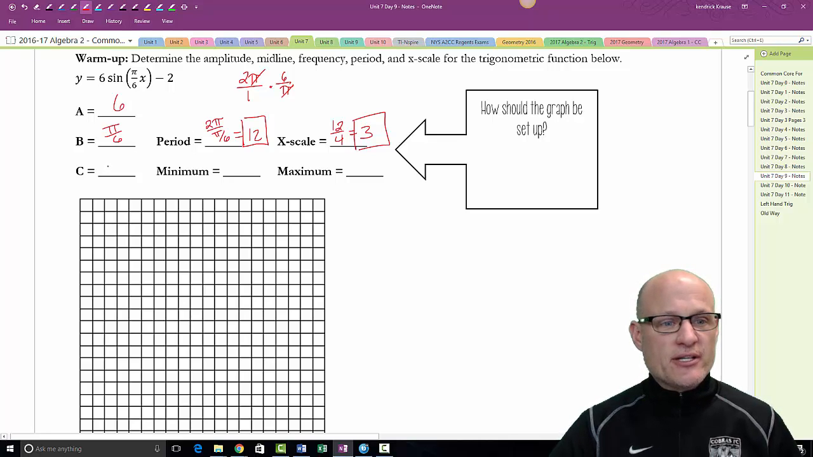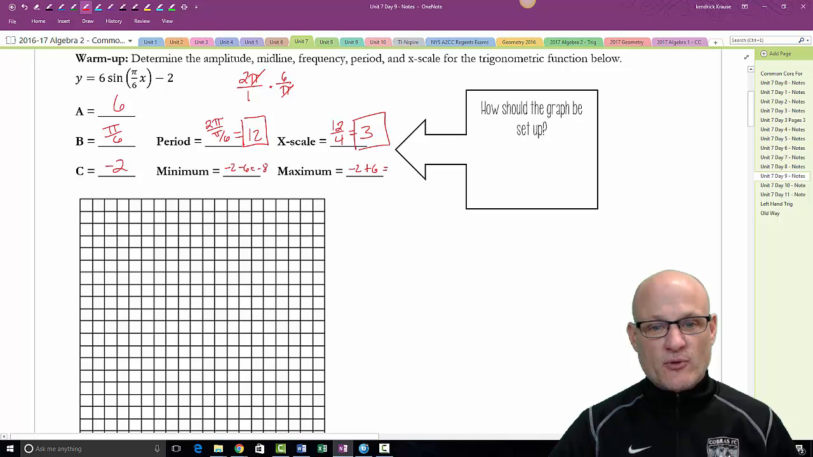Our midline value here is -2. Our min is -2 minus 6, which is equal to -8. And our max is -2 plus 6, which is 4.